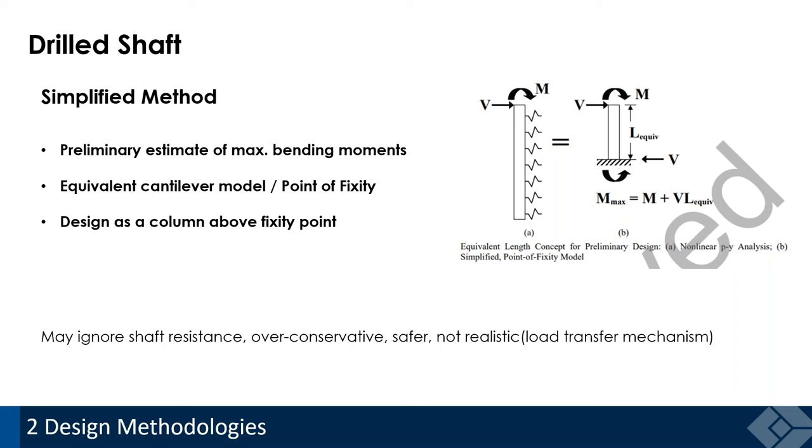So this is the simplified method. It is simply an approximation to estimate the maximum bending moments in the shaft. For preliminary design, it suffices. But in the real world, there's really no such thing as a point of fixity. Even though this method has some limitations, it's a simple first estimate of the maximum bending moments in the column, and it provides a good starting point for more sophisticated design.